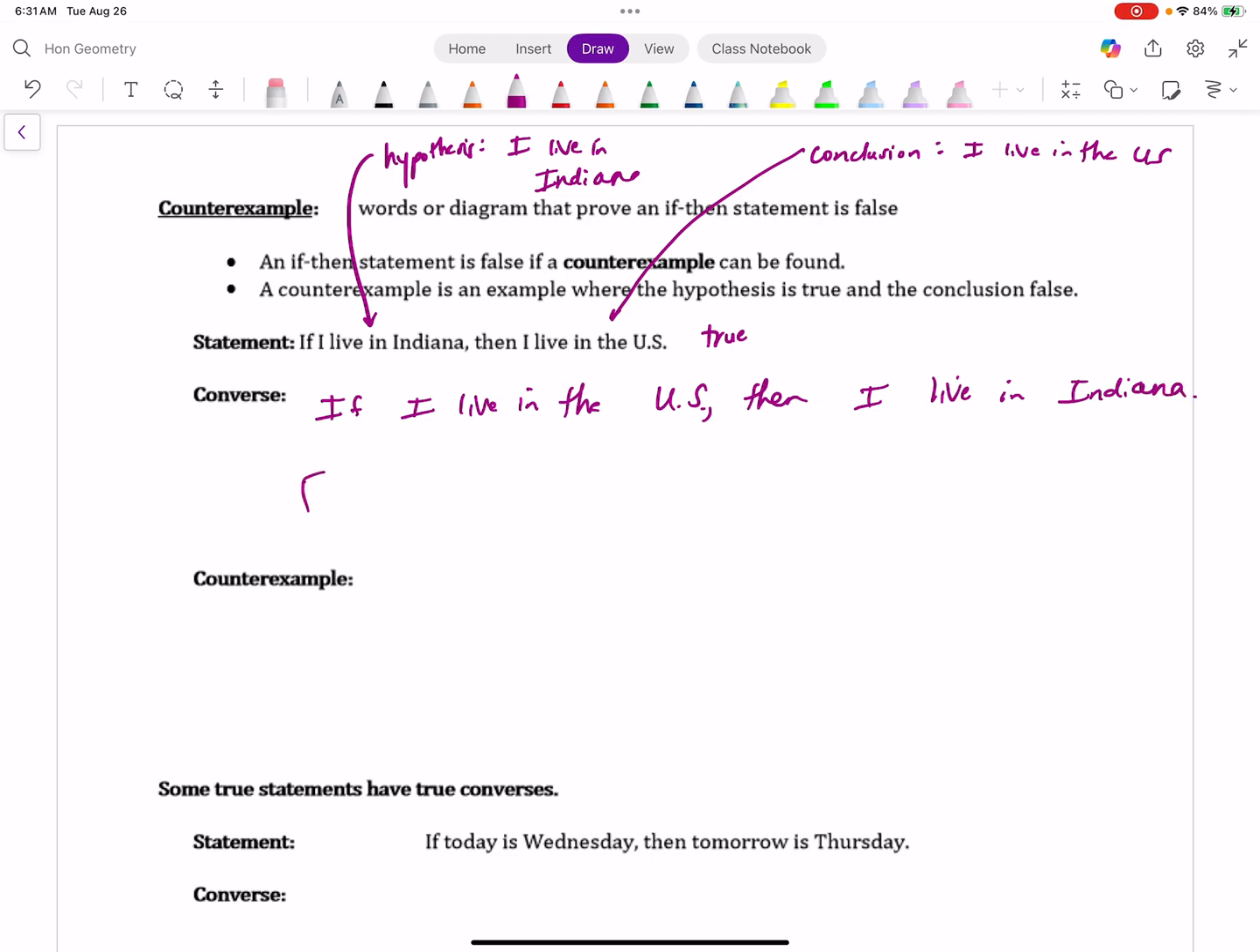So that's obviously false because we can find a counterexample. The counterexample is I live in Alabama. So you're meeting the hypothesis. You live in the United States, but you do not. It does not lead you to the correct conclusion according to the converse. So this would be an example of one where the original if-then statement is true, but its converse is false.